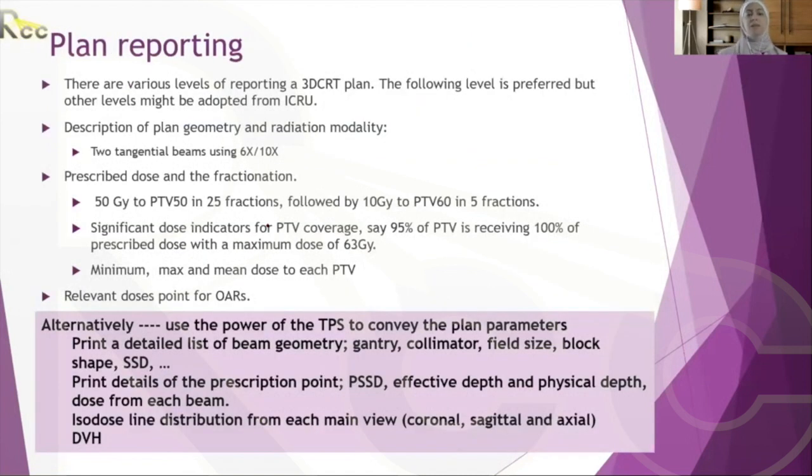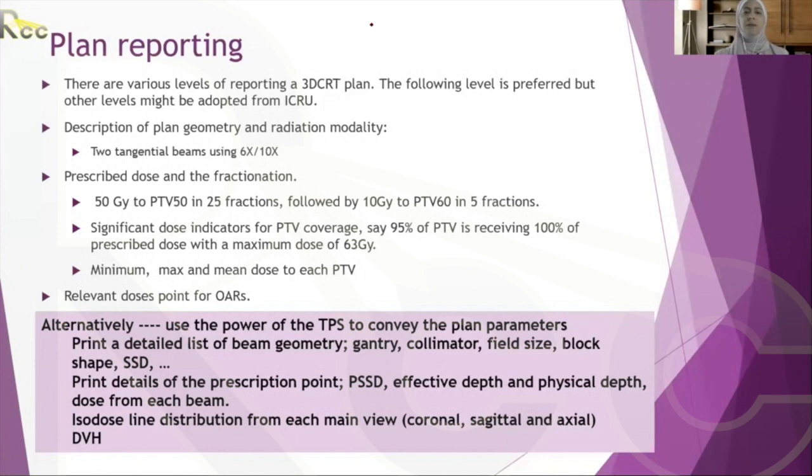ICRU recommends a certain plan reporting. If you are still doing printouts of the plan, you have paper charts, okay? Paper files for the patients, hospital charts or maybe a radiation oncology chart. What are the things that you want to report? There are different levels of reporting, and if you look at the ICRU document itself, it will take you from the minimum required all the way to the most comprehensive reporting.